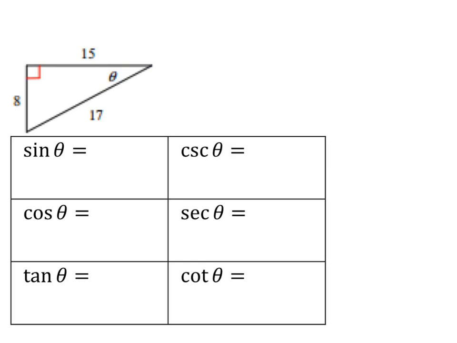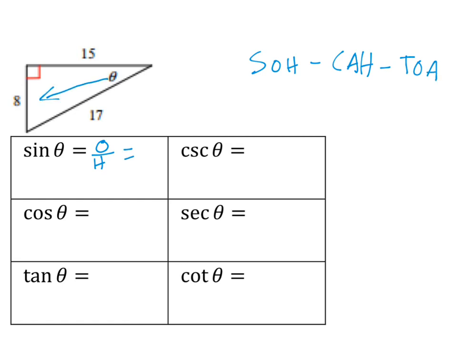The sine of any angle is the opposite side over hypotenuse. That's the SO of SOH-CAH-TOA. And so on this, the opposite side is the one opposite, and then the hypotenuse is the longest side, the side opposite your right angle. So this can be 8/17.